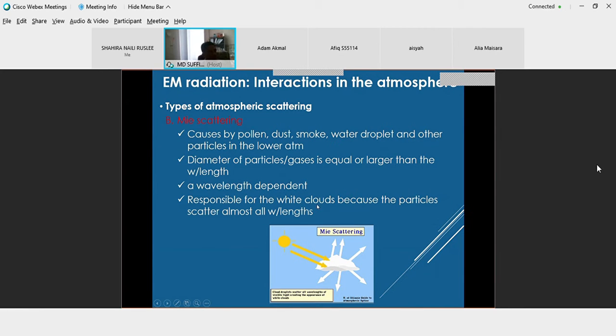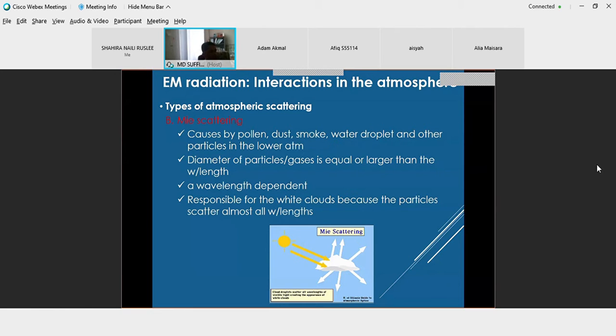And then kita ada Mie scattering, caused by pollen, dust, smoke, water droplets and other particles in the lower atmosphere. Because of this, the size of these particles is equal to or larger than the wavelength. Dia juga adalah wavelength dependent. Wavelength dependent bermaksud bahawa blue will be scattered more than the longer wavelength.